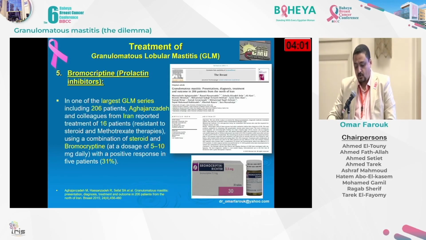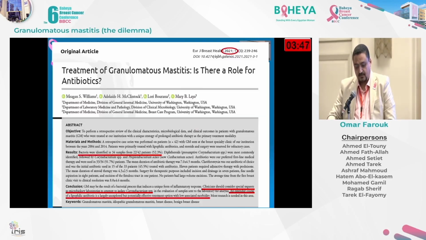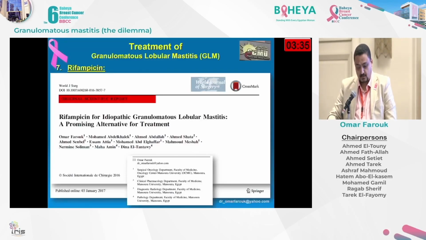He used bromocriptine with steroids in recurrent cases with good response, in more than 30% of patients. What about the antibiotic? There is a limited role for antibiotics. It should be guided by results of microbiologic culture and secondary infection. However, a recent article from the USA recommends that we should investigate lipophilic antibiotics in the management of granulomatous mastitis.